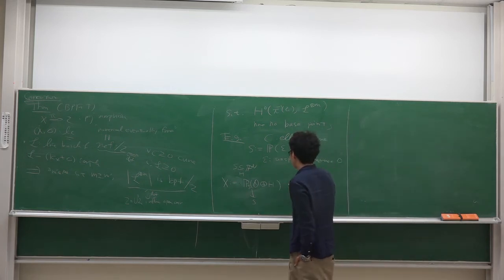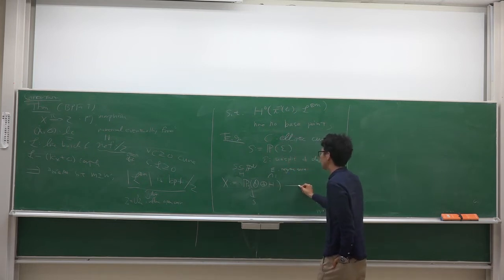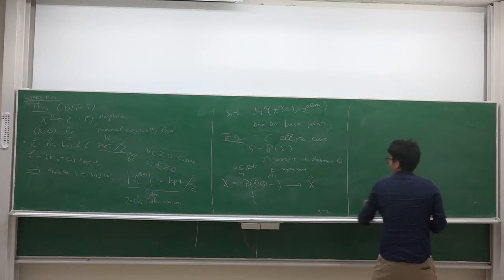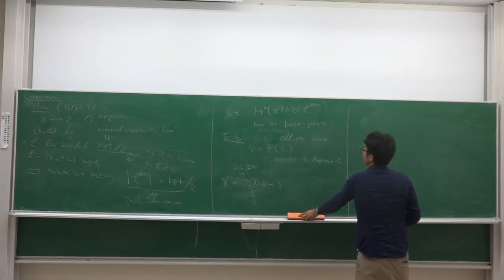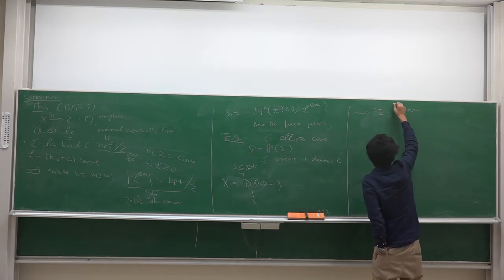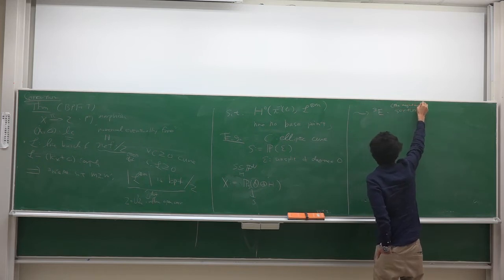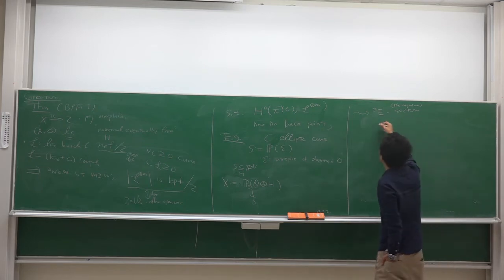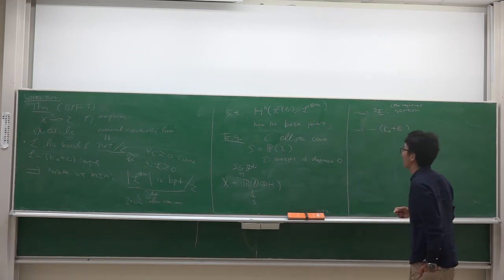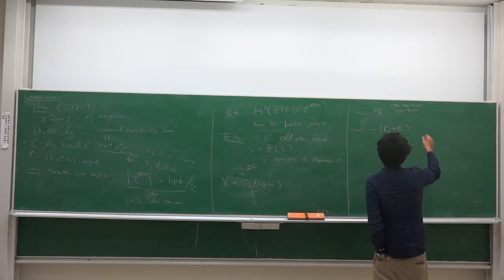And now, we have the two sections, but one of these is negative, there is some negative section. So it's corresponding to minus A. This can be extracted somewhere here, but it is not so important. We have a section, and I say it's a negative section. Then minus K_X plus E is a negative bundle.